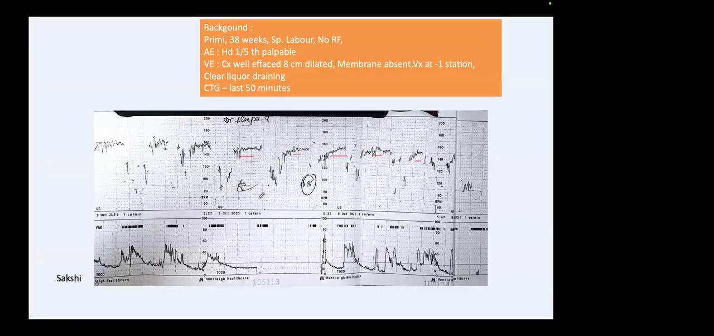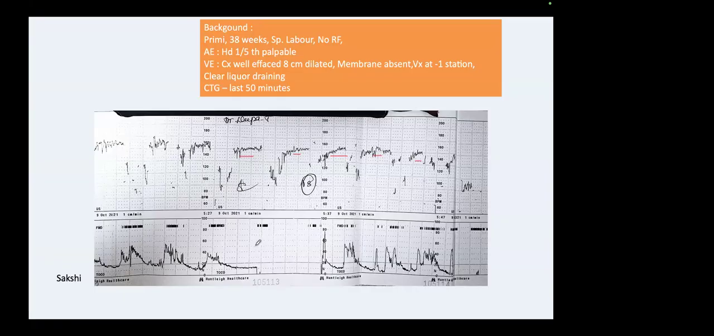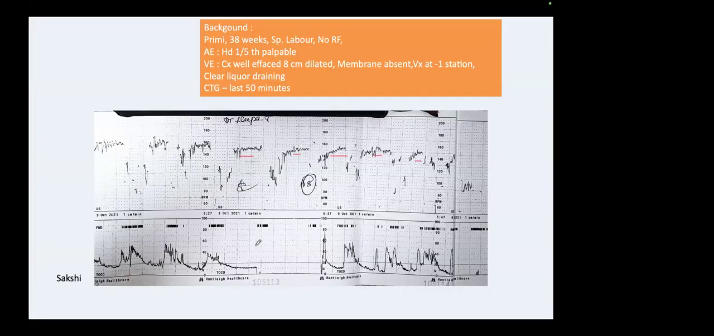There are three things when you see the baseline heart rate. Number one, we have to write the number. What exactly is the baseline heart rate? One number you have to write. Second, is it appropriate for gestational age. And the third one is rise in heart rate. One more thing I have told in my discussion.